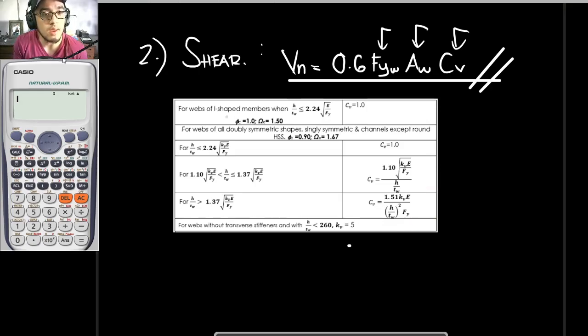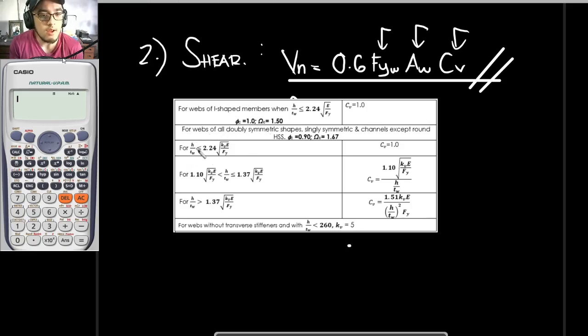So, if it would be having webs of I-shaped members, so when your h over tw, the height to thickness of the web ratio, is less than 2.24 square root of E over Fy, you would be using this. And as for the value of your phi and your omega, so eto din siya. Okay, anyway, eto siya, or eto. So, ayan, pretty straightforward. All of these factors right here can be seen in your AISC shapes database.